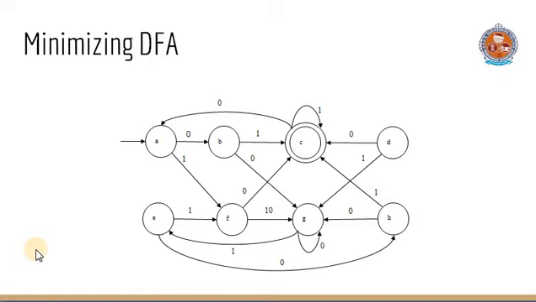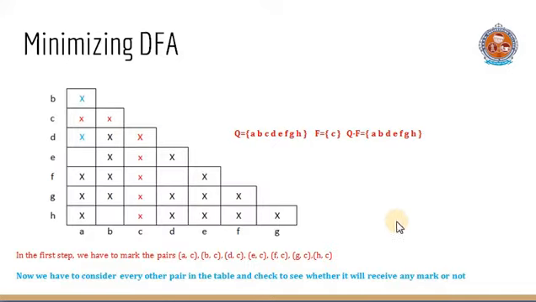Now we have to apply the above minimization algorithm to this DFA. In this DFA we have 8 states A, B, C, D, E, F, G, H, where C is the only final state and all the remaining are non-final states. We have to minimize this DFA so that the minimized DFA contains less than 8 states. First of all, we prepare the sets: Q equal to A, B, C, D, E, F, G, H, all the 8 states in the diagram, and the set of final states F equal to C, the only final state, and the set of non-final states Q minus F, which is equal to A, B, D, E, F, G and H.